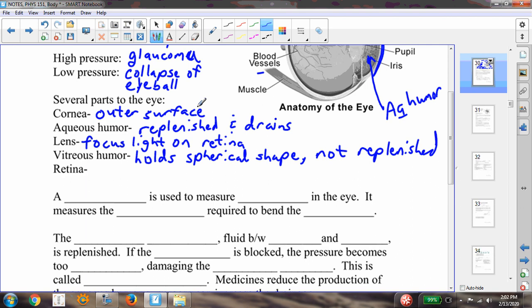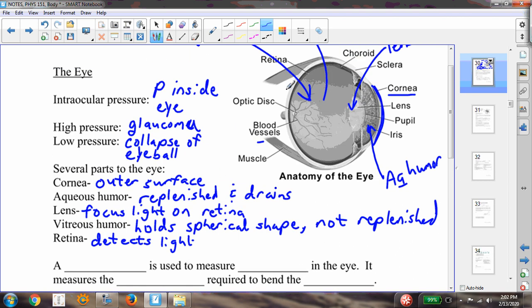The retina detects light. We'll talk about the retina later, but the retina is this surface back here on the back of the eyeball.